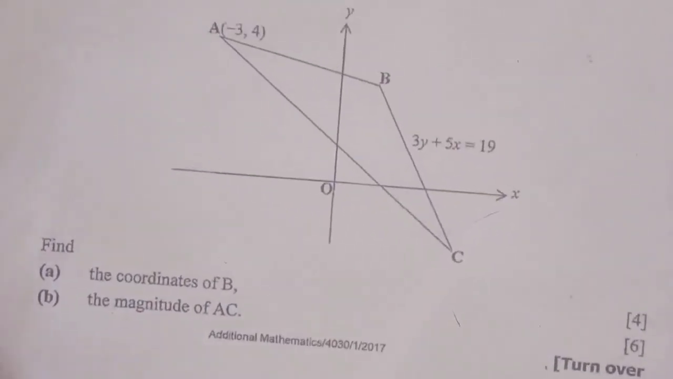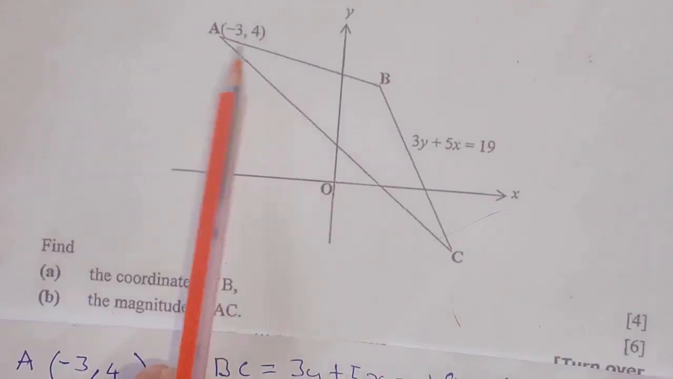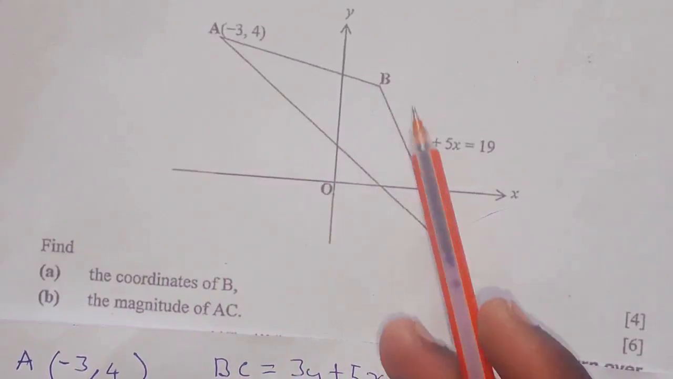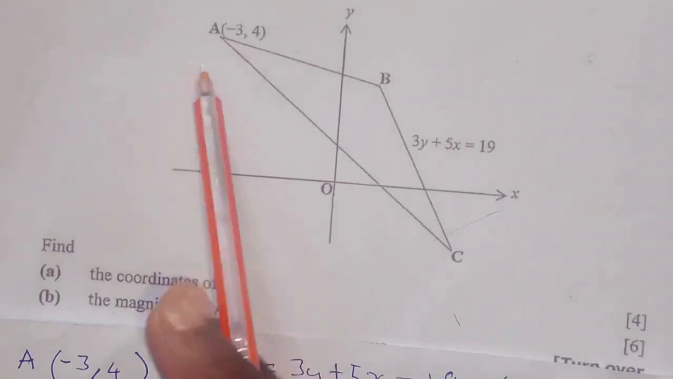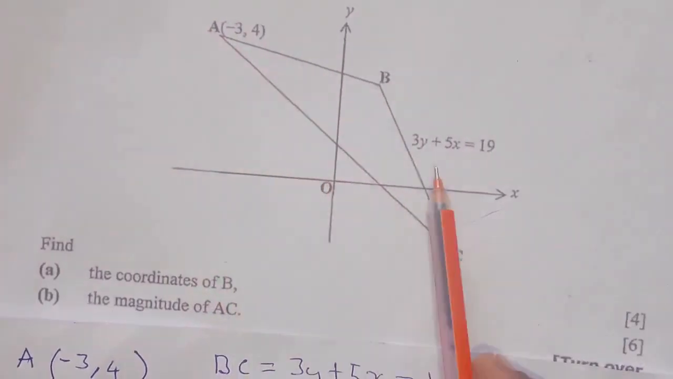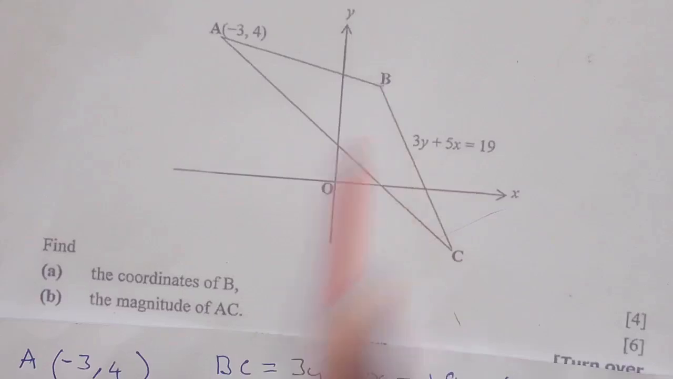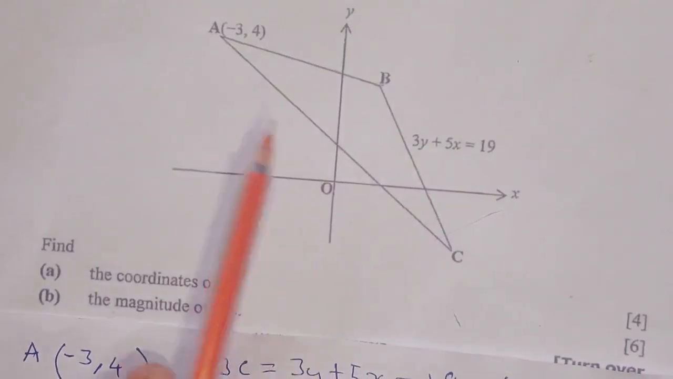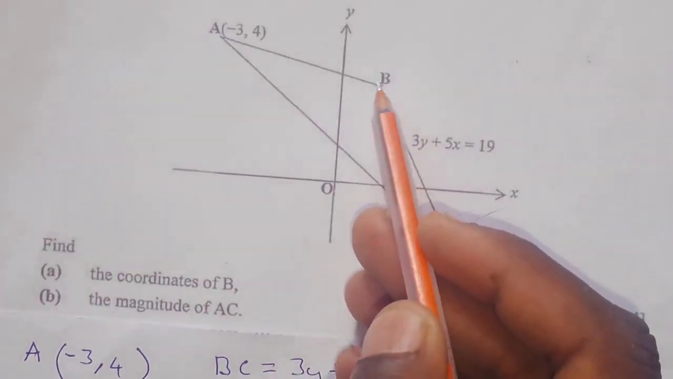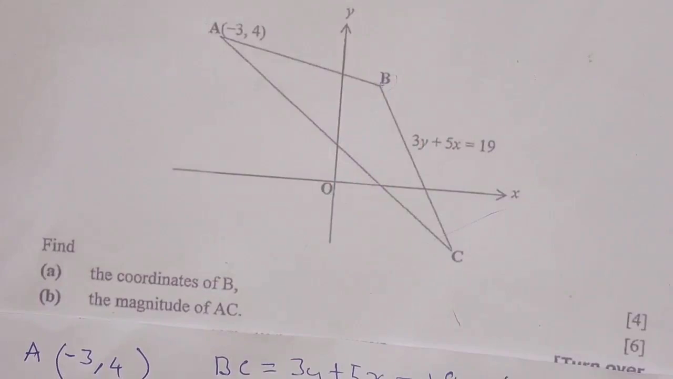This is the diagram they were talking about. They have told us to find the coordinates of B. If you see here, the BC equation and the equation of AB will meet at this point. So all you need is to find the equation of AB and solve it simultaneously with the equation BC because they are meeting here. If you solve them simultaneously, you are going to find the coordinates of B.